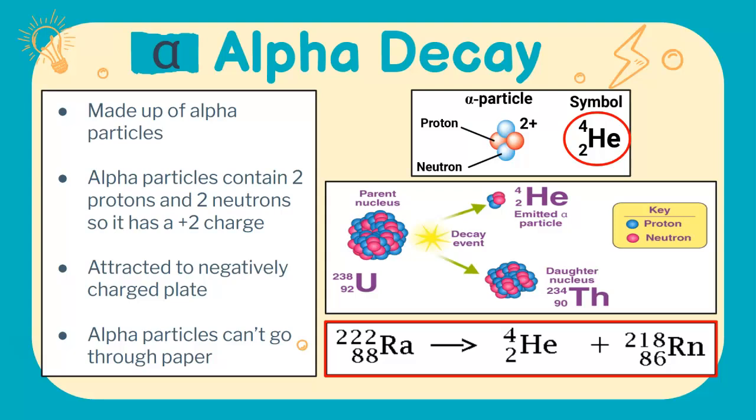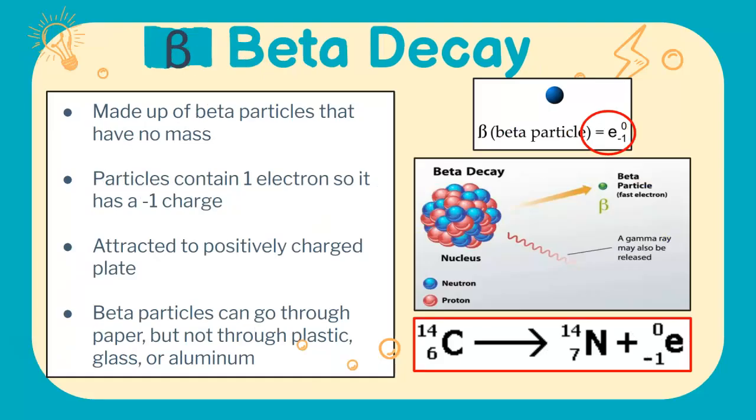It's so weak that it can't even go through paper. An example of an alpha decay equation is shown here at the bottom. We have Ra-222, and on the right side, we see that it emits an alpha particle, so the He, and it decays into Rn-218.